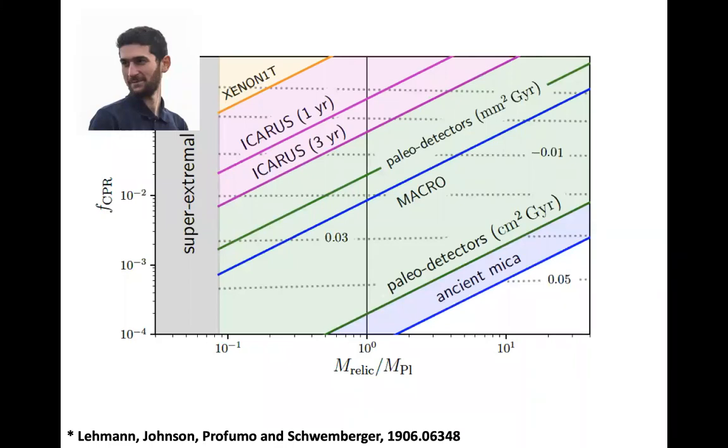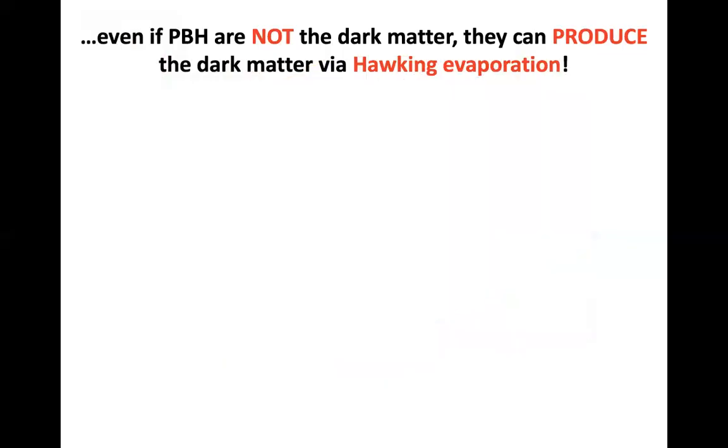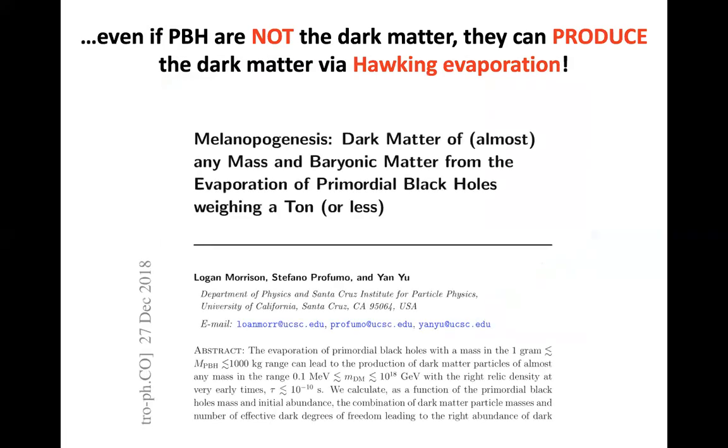And so ancient mica seems to be the most promising material that could inform us on whether or not these relics really are around. And we could probe fractions of the dark matter that are significantly smaller than, for example, the fraction of the dark matter that we know is in active neutrinos. So even if PBH are not the dark matter, they can produce dark matter via Hawking evaporation.